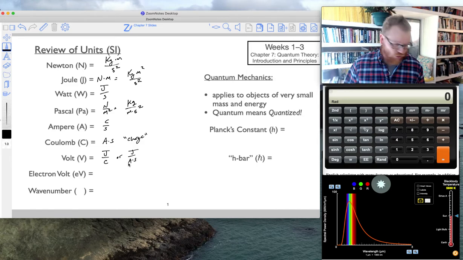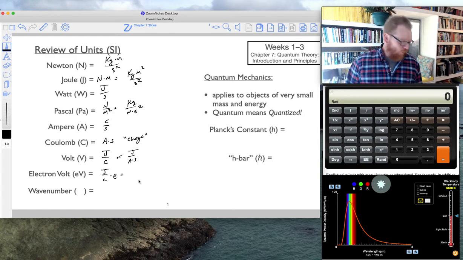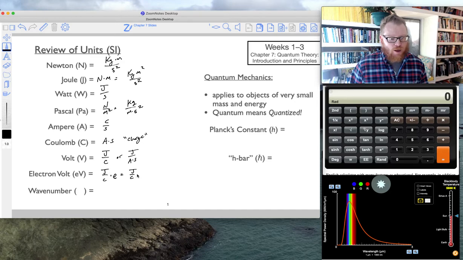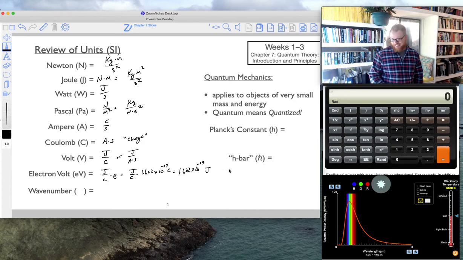And the electron volt is a joule per coulomb times the fundamental charge e, where hopefully we remember that the fundamental charge e is 1.602 times 10 to the minus 19 coulombs. So an electron volt can be used for energy, and that's 1.602 times 10 to the minus 19 joules.